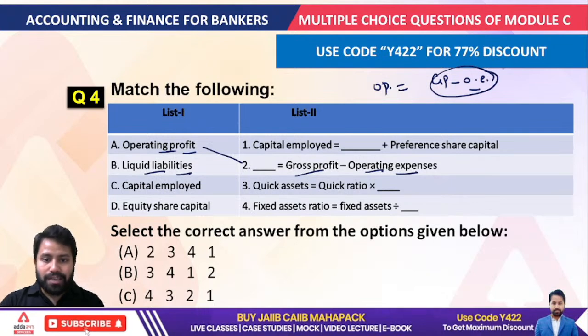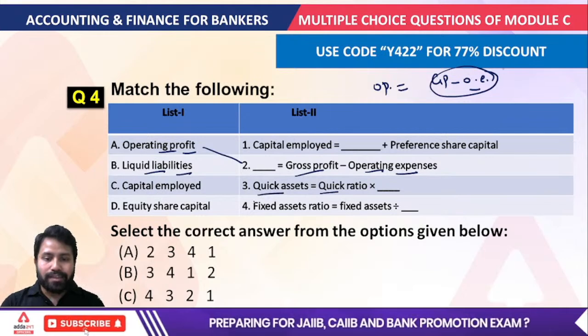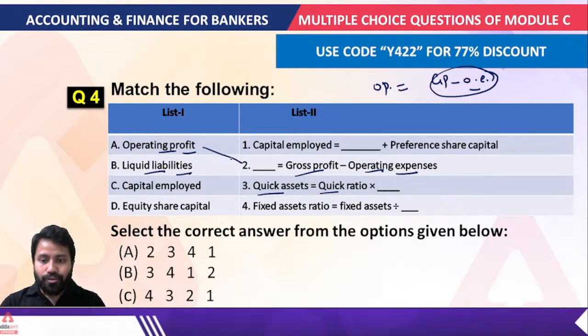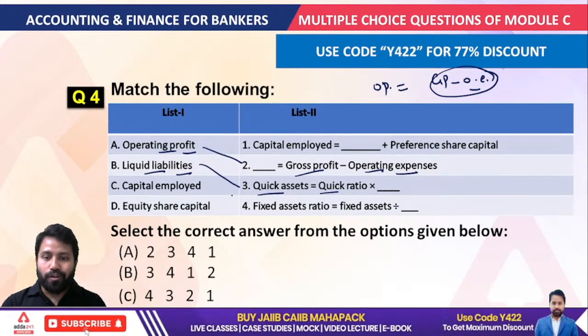Now I will see the third option. That is given: the quick ratio is equal to quick assets divided by the current liabilities, and this you can also write as liquid liabilities or the current liabilities, right? So the correct option B matches with the third of list two, the third number column.